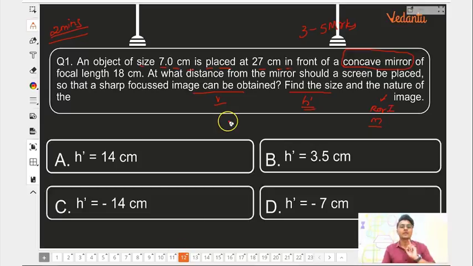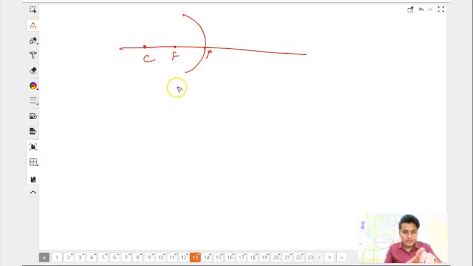Next important thing. What is the object distance? It is placed at 27 centimeter. Awesome. And what is the focal length? Focal length is 18 centimeter. So I can see that focal length is kept at 18 centimeter. Now before putting the object, I would like to ask each and every one of you, if focus is 18 centimeter, what is the center of curvature? Where must be center of curvature?